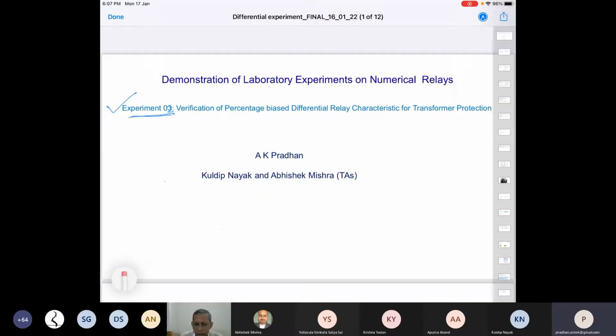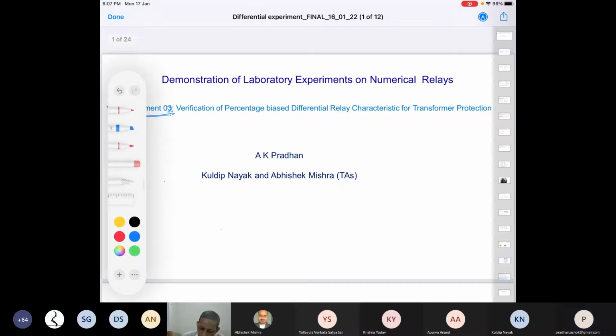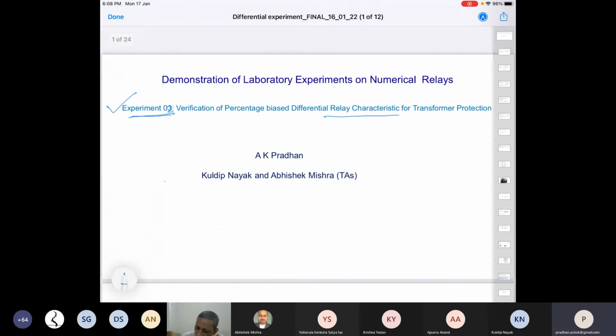Now today's discussion is not on the distribution system, it is on differential relay for transformer protection.